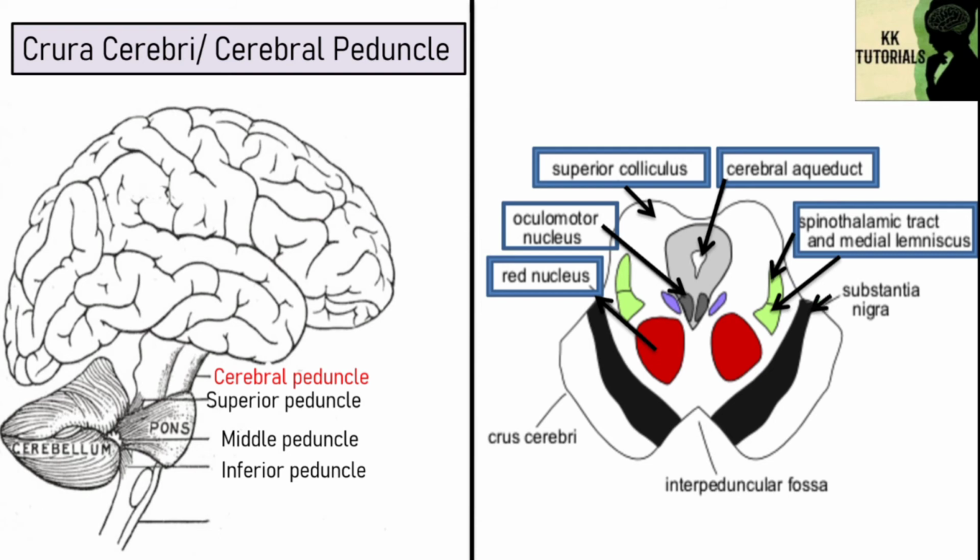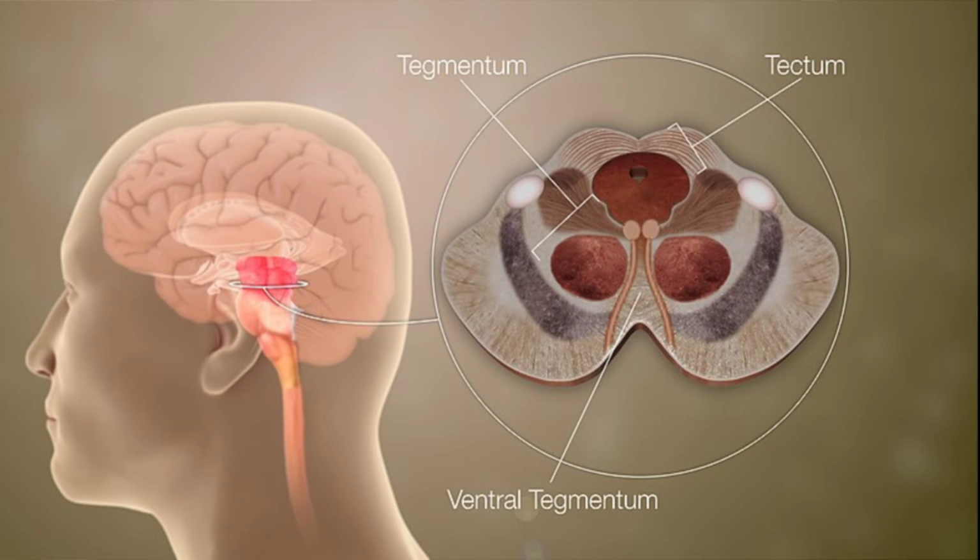The substantia nigra is a basal ganglia structure located in the midbrain that plays an important role in reward and movement. The interpeduncular fossa is a somewhat rhomboid shaped area at the base of the brain. Other two important parts of the midbrain include tegmentum and tectum.